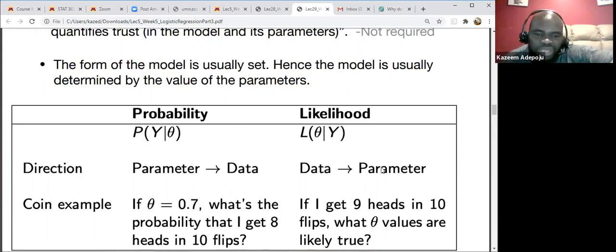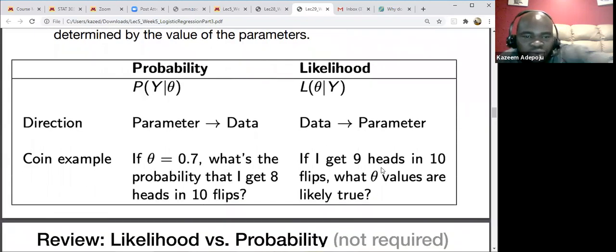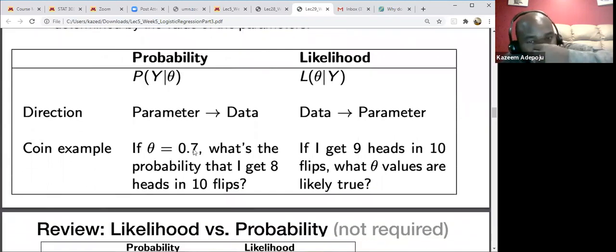And I'm going to put an example right here. If theta equals 0.7, what is the probability that I get 8 heads in 10 flips? What is theta here? Theta here is the probability of getting a head. If the probability of getting a head is 0.7, and this is theoretical, and I go into experimental probability where I flip a coin 10 times, the question is, what is the probability that I'm going to get 8 heads?